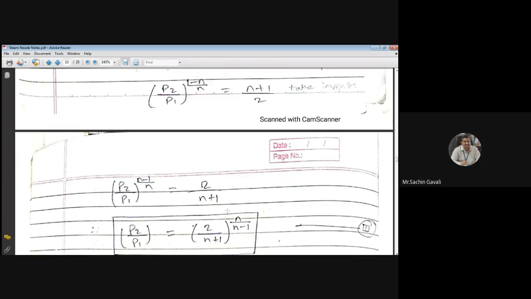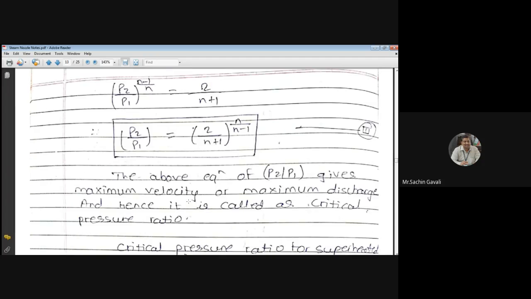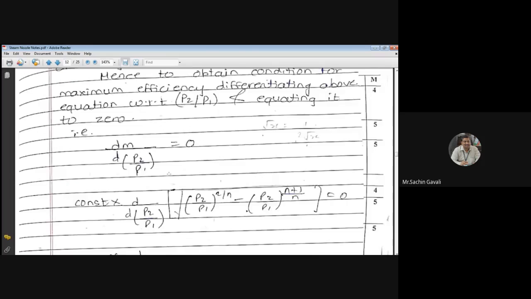But if you reciprocate this, then this side also we have to make inverse, reciprocal. Then we want the value of p2 upon p1, so p2 upon p1 is equal to 2 upon n plus 1 raised to n upon n minus 1. This is the value of P2 upon P1 for which the discharge will be maximum.